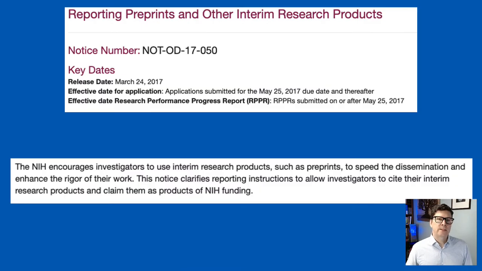In the United States, the NIH is a bit more proactive. As of 2017, they were allowing preprints to be cited in applications for funding. In fact, they say the NIH encourages investigators to use interim research products such as preprints to speed the dissemination and enhance the rigor of their work.